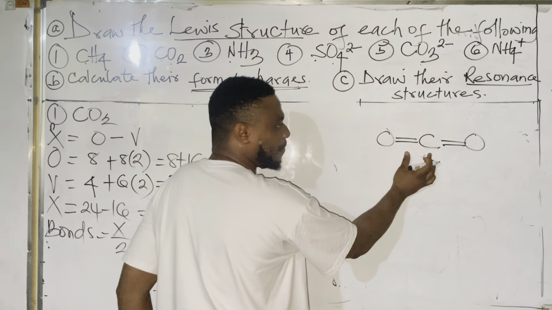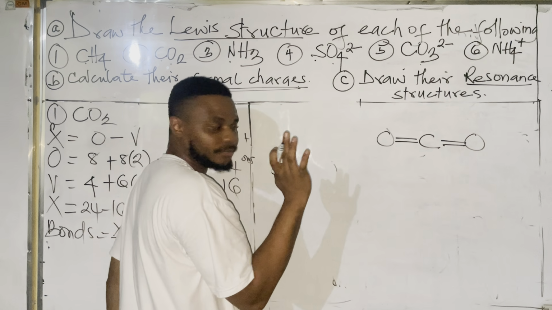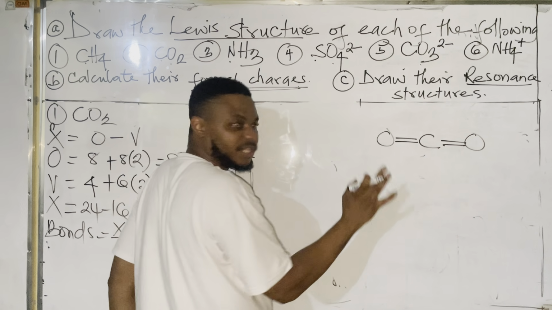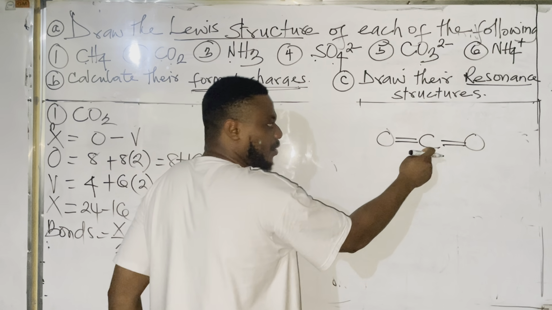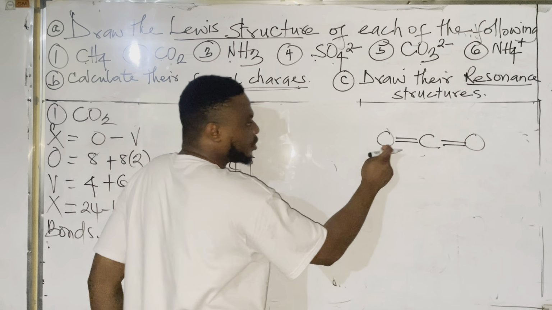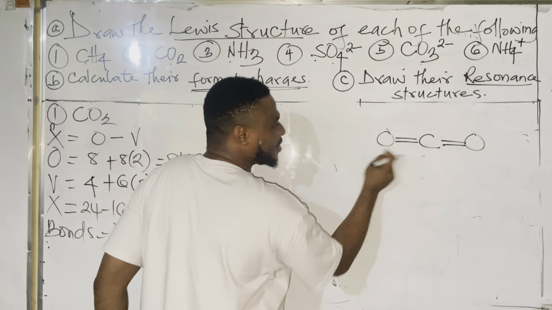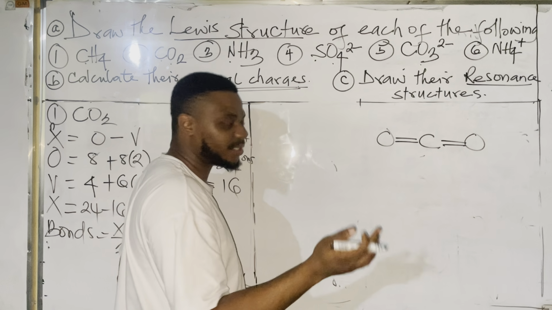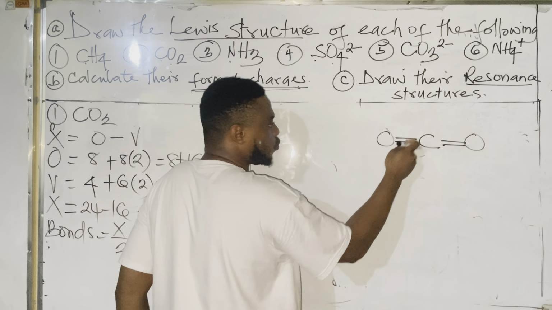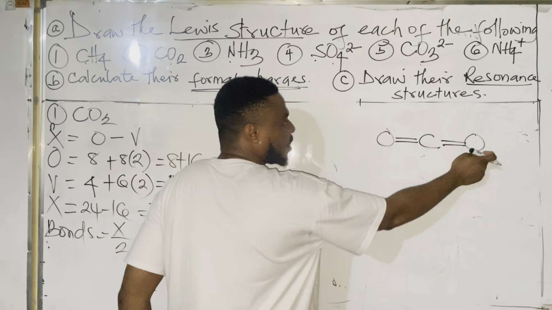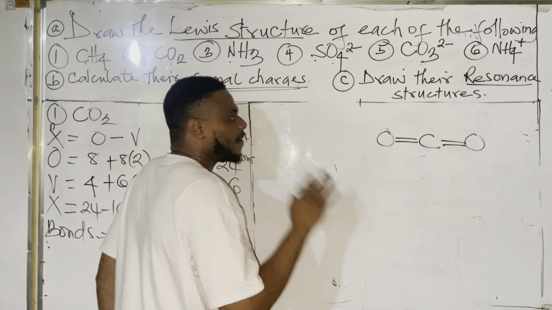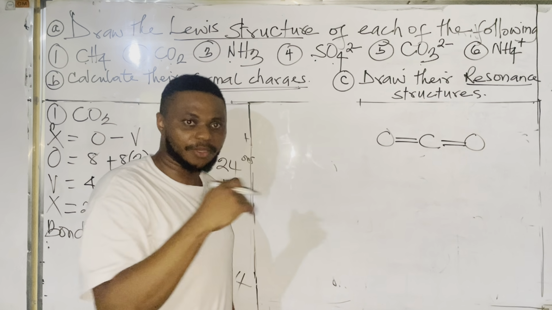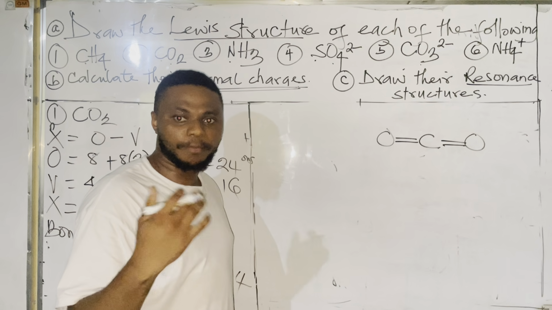Now, if you look at it, carbon is actually happy. Carbon has attained the octet state. 2, 4, 6, 8. Carbon has 8 electrons. But this oxygen, remember, these bonds that are in between them, they are sharing it. Which means that oxygen also has 2, 4. This oxygen has 2, 4. This oxygen has 4 as well. So oxygen obeys the octet rule.